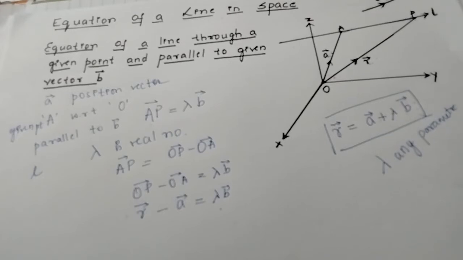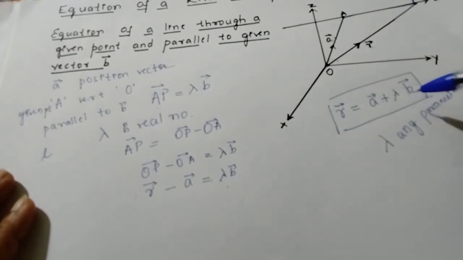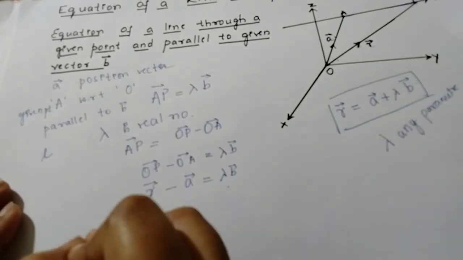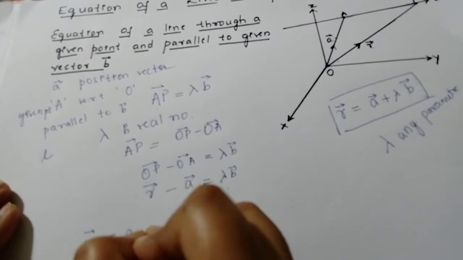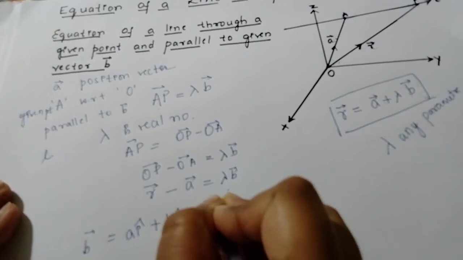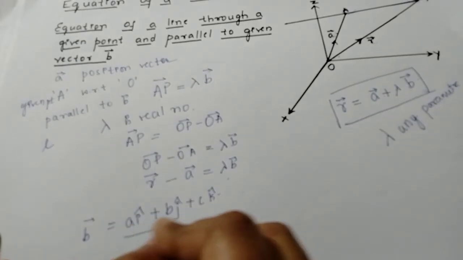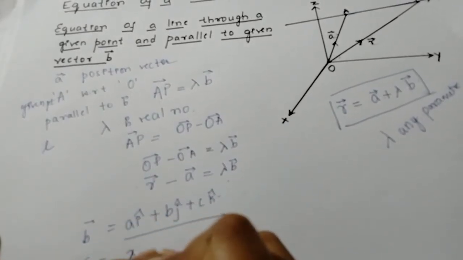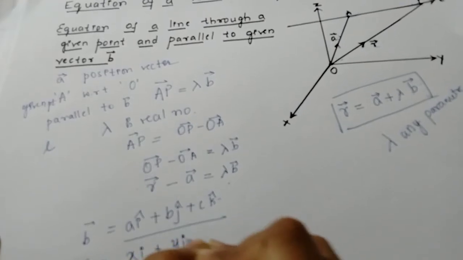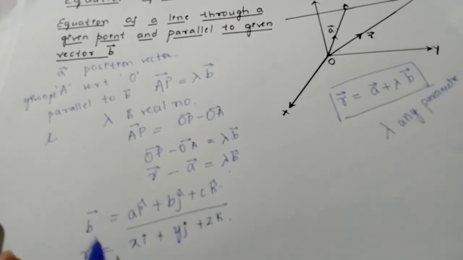So that will be your next derivation. To note that derivation, you should know some remarks here. First thing, the vector B that we have taken is denoted by AI plus BJ plus C times of K, where A, B, C are your direction ratios. Next, R we write as XI plus YJ plus ZK. Remember these two things.